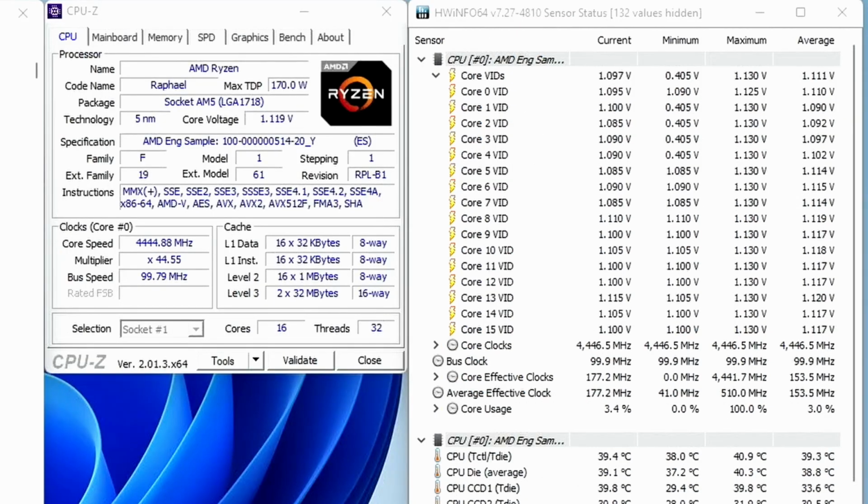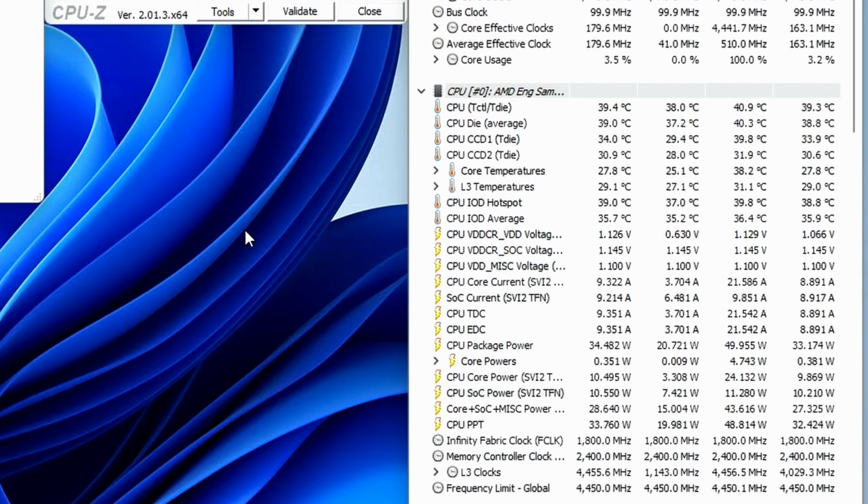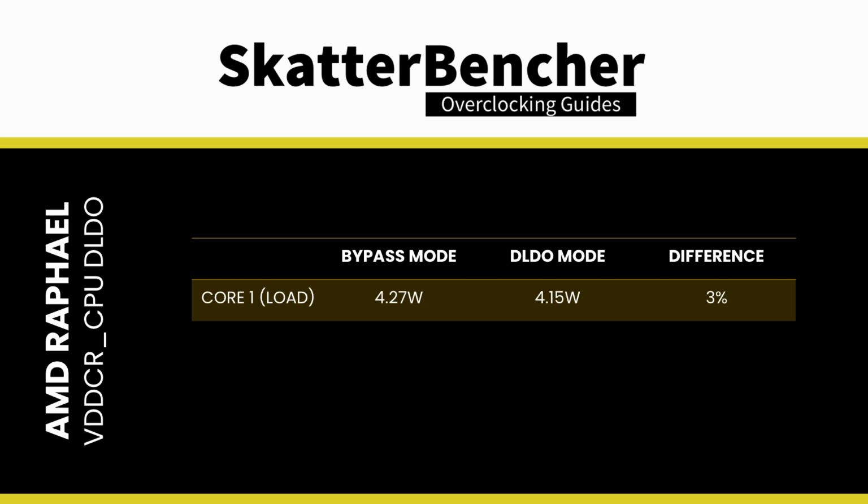When we use a specialized tool to enable DLDO and run the same test, we find that the core VIDs for each core are now totally independent. The core running SuperPi32M is running at 1100 mV, whereas the other cores are running at a different voltage between 1085 mV and 1115 mV. The VDDCR voltage rail is still at 1126 mV. If we look at the power consumption, we find that Core 1 consumes 4.27 watt in bypass mode and 4.15 watt in DLDO mode. That's a difference of 3%.